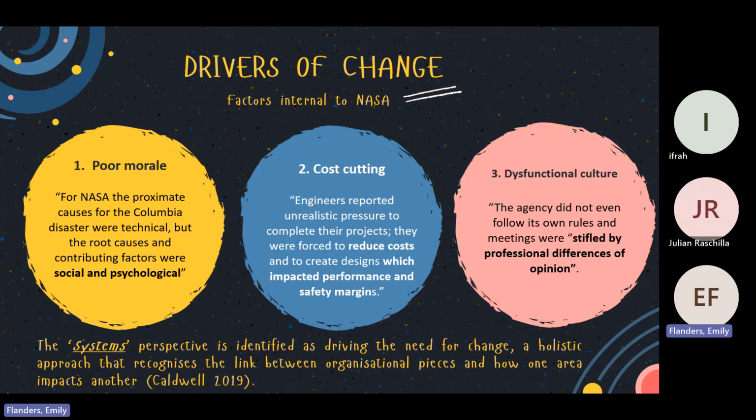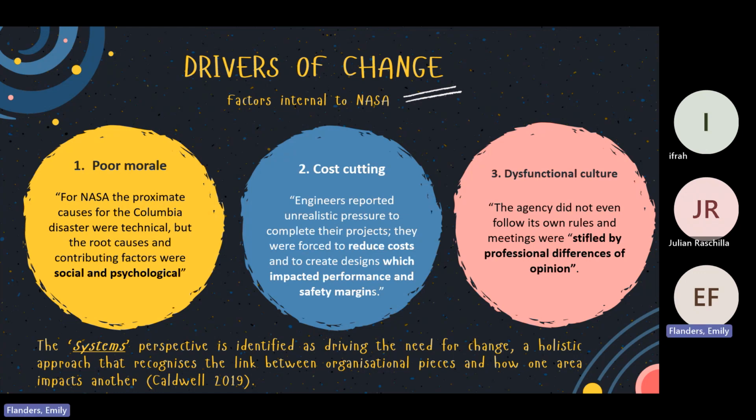Cost cutting is the second internal factor of change. Again, this is mentioned throughout the case when success was instead measured through cost reductions. A key example is when the engineers highlighted they were forced to reduce costs and to create designs which impacted performance and safety margins. These factors contributed to the dysfunctional culture, the third internal driver for change, namely identified when the case discusses meetings being stifled by professional differences of opinion.